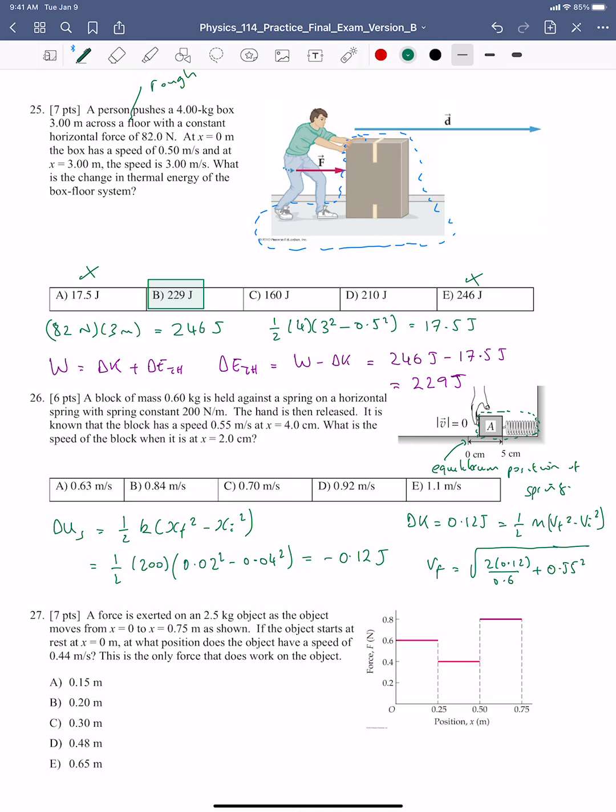That gives us 0.84 meters per second. So it should, of course, be larger. And that gives us choice B as the correct answer.